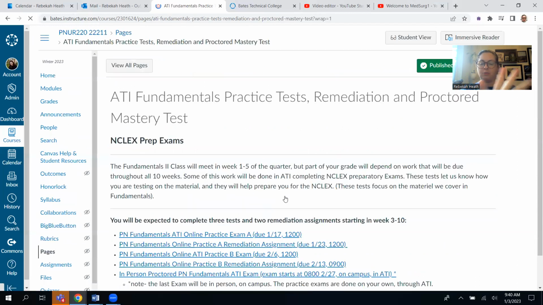I have this little information page on here. Excuse my dog. She's sneezing.